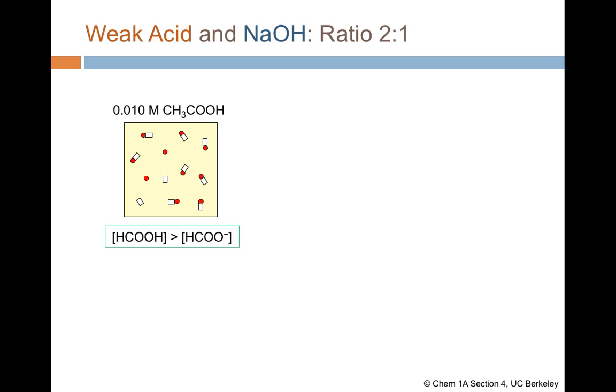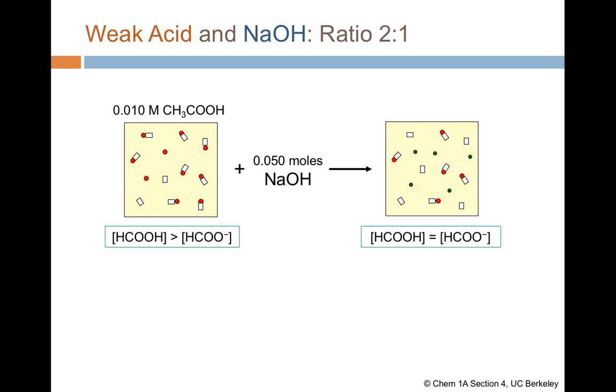Now, if I want to make a buffer solution of acetic acid and its conjugate base acetate, I could just add acetate, or I could get to my halfway equivalence point by adding a half equivalent of NaOH, in this case 0.05 moles. At that point, the hydroxide will react with half of my acetic acid, turning it into acetate, and now I have equal concentrations of acetic acid and acetate, just like I wanted for my buffer solution.